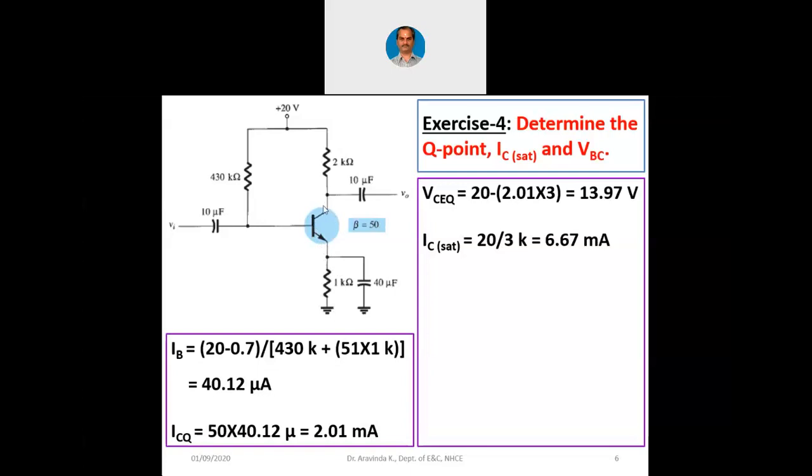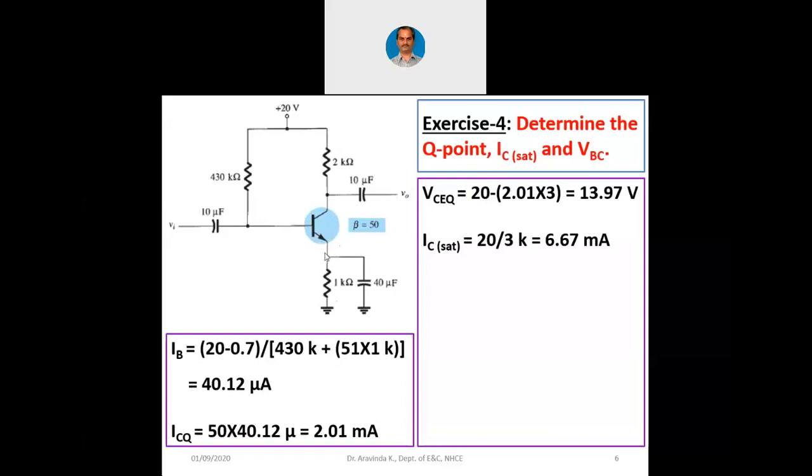So what we used to do was, we used to think that the transistor is completely switched on and we used to take this VC as 0 volts. We directly used to find out VCC divided by RC. But in this particular case, there is RE. We cannot ignore this RE. So here, if we have to calculate IC sat, we should assume that the transistor is completely switched on.